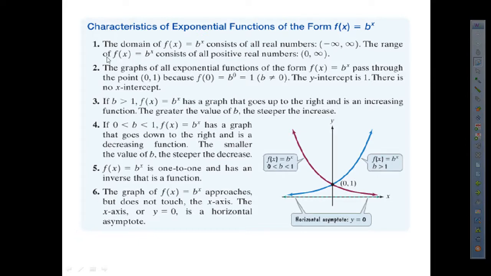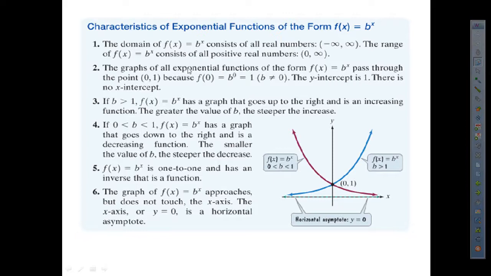The range of the base formula f of x equals b to the x consists of all positive real numbers from 0 to infinity. Remember, the base exponential will never be negative, and it's going to approach 0 but never get there. Hence the parentheses here. We don't include 0 because we're approaching 0, we're not actually getting there.